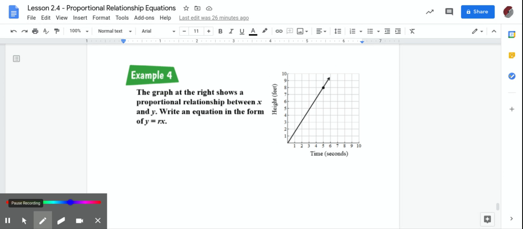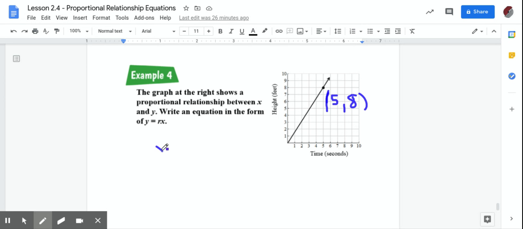Example 4. The graph at the right shows a proportional relationship between x and y. Write an equation in the form of y equals rx. So I can see that they've already put a dot here. If I'm looking at that, my x value is 5. So if I was to write this out, I'd put 5 as an ordered pair, and then I see that my y value is 8. And I'll put it in parentheses here. And don't forget, it's y value over my x value.